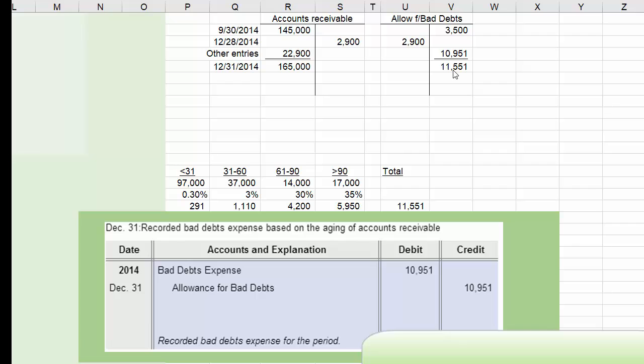When we use a balance sheet approach, meaning the percentage of receivables approach, to calculate the allowance account, we are calculating what that ending balance should be. So we calculated 11,551. That's what it has to be. Therefore, to force this to equal 11,551, we have to make an entry for $10,951. And that's where we came up with that. So hopefully this explains how the entry got there.